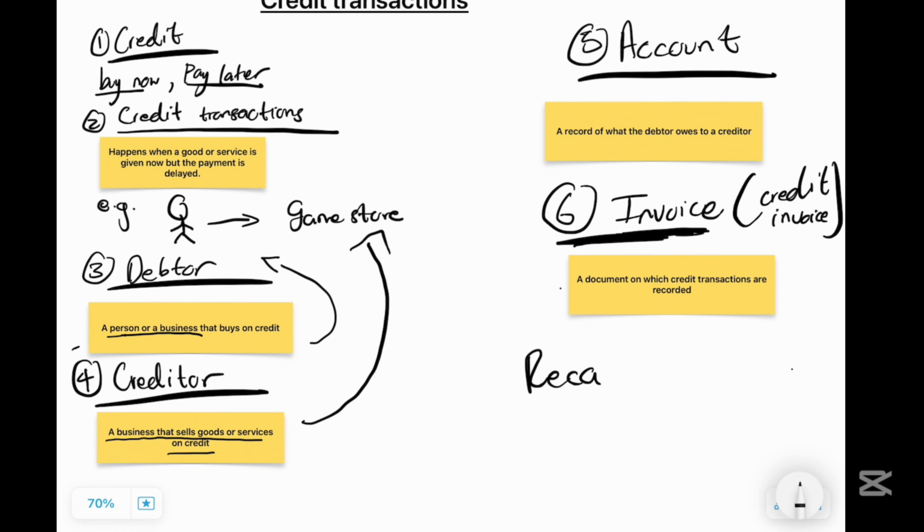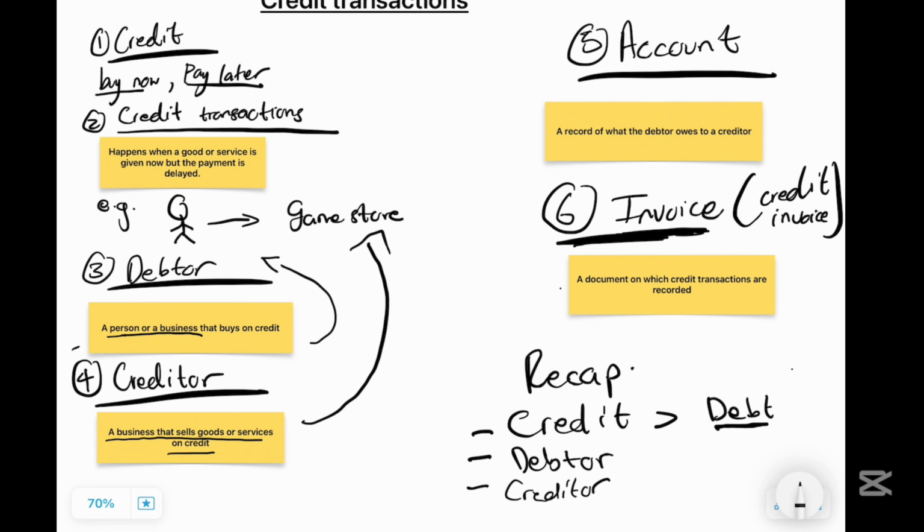So just to recap, a credit or credit transaction is when you buy now and then you pay later, meaning that you are creating a debt for yourself. A debtor is someone who buys on credit. They are the one who owes that debt to the business. And a creditor is the business that sells on credit to a debtor. If you buy on credit, you are actually buying on account.